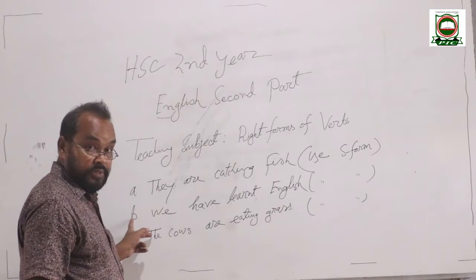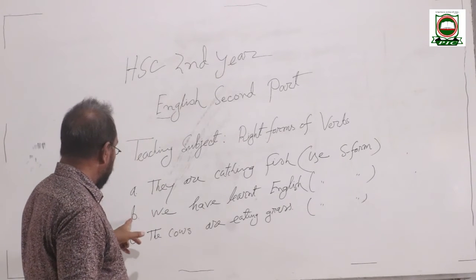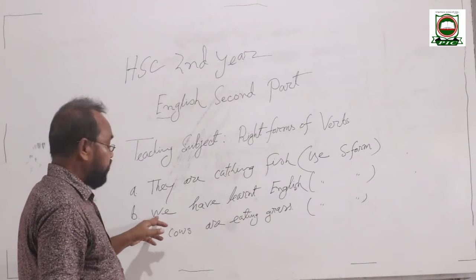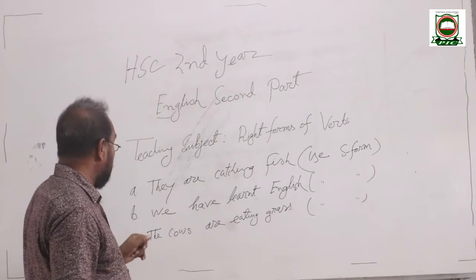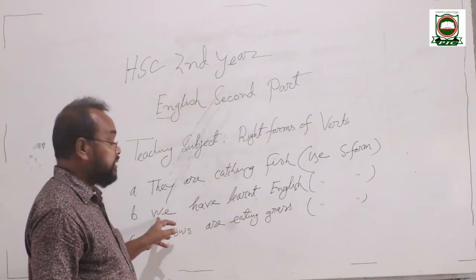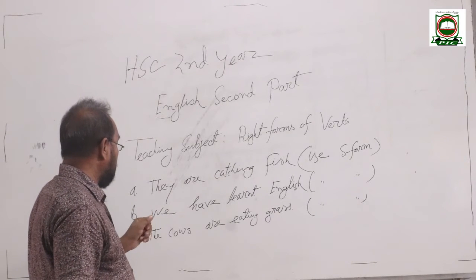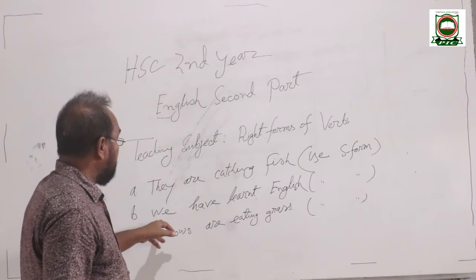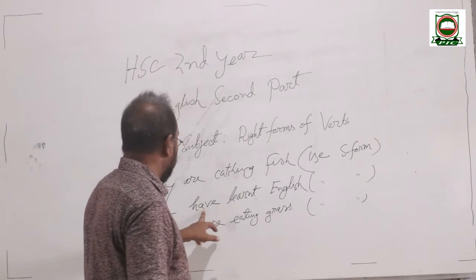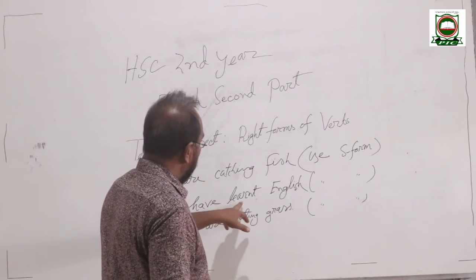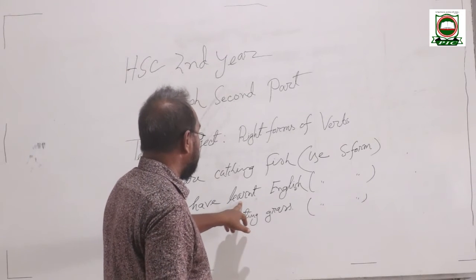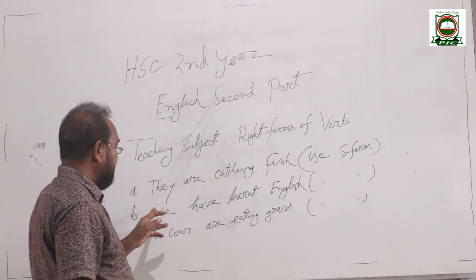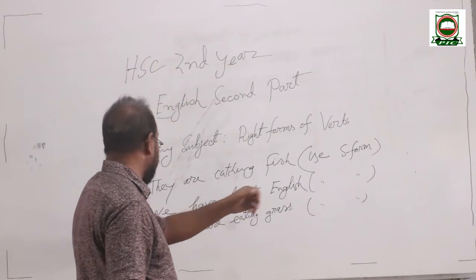Next B, we have learnt English. We, this is also a personal pronoun, and S form. He. Have, omit please. Learnt, base form learn. English, object. Then we can say he learns English.